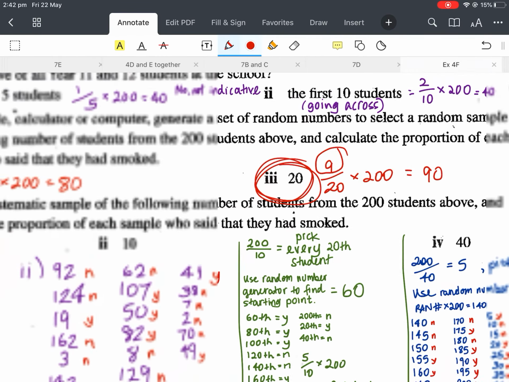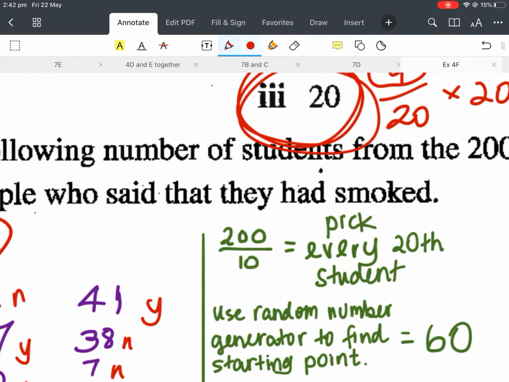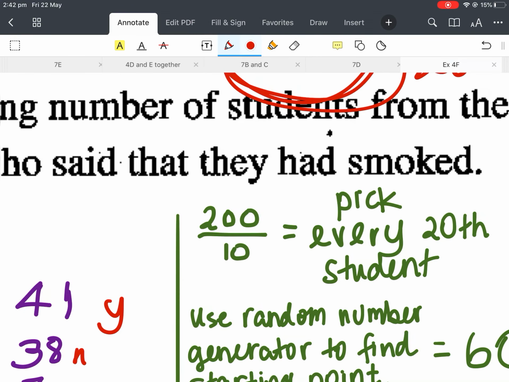Okay, so now this question here, F, is now asking you to use systematic sampling. That's when you take every 10th or every 5th, okay? So let's have a go. It wants me to pick 10 numbers. So to figure out which nth number I take, I've got to do my total of the candidates, 200 students, and divide by 10. When I do that, that tells me that I have to pick every 20th student.